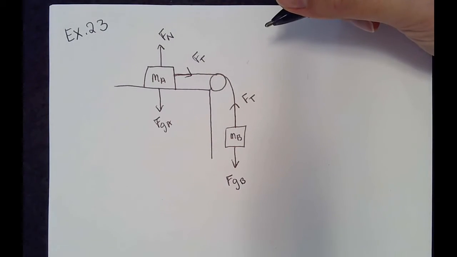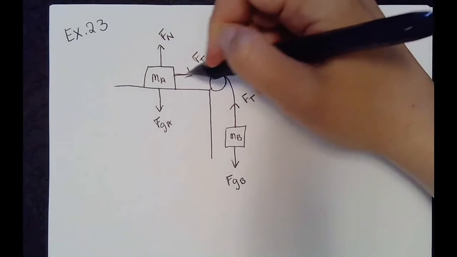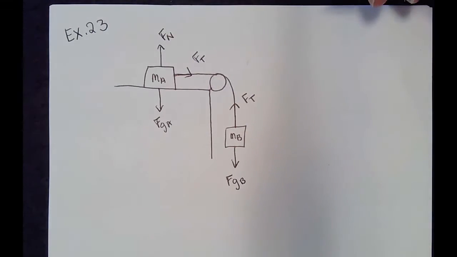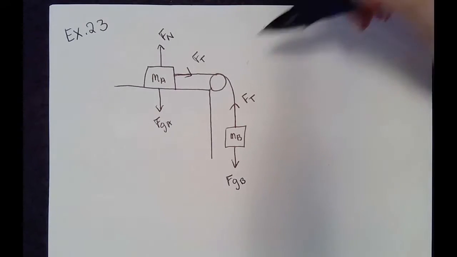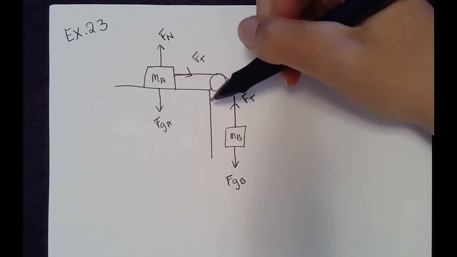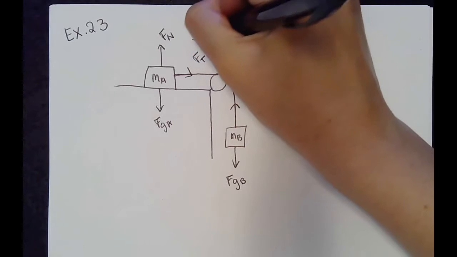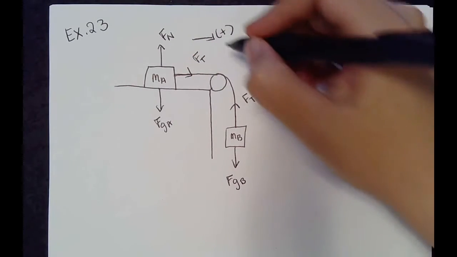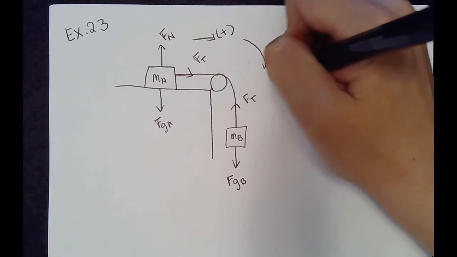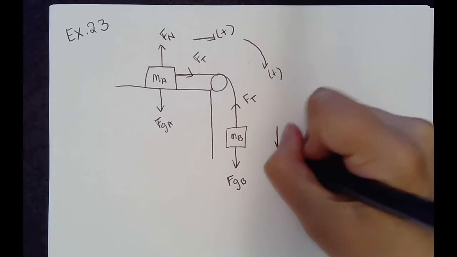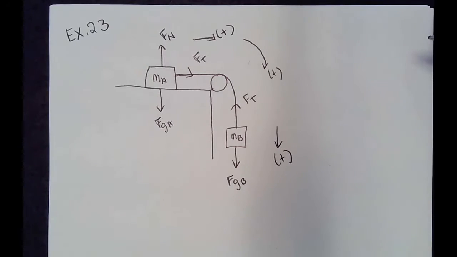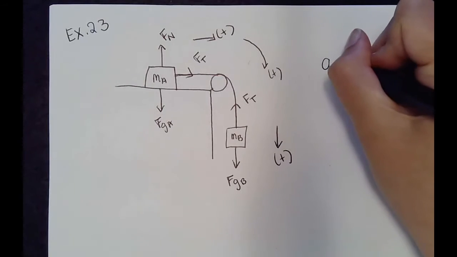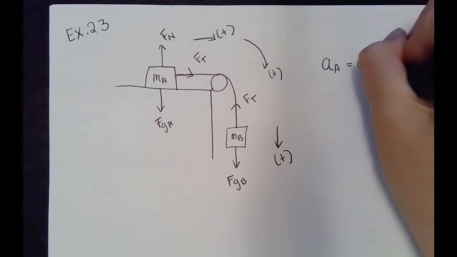When dealing with connected objects moving in different directions, it can be helpful to use a consistent positive direction. This is a system, but the masses are actually not moving in the same direction, because this mass is not going to go over the pulley. So it's going to move here in the positive direction. I'm going to use up and around the pulley like this as positive, so that positive is actually down for mass B, since that's the direction that the system will accelerate. This will allow us to have the same acceleration for both objects.